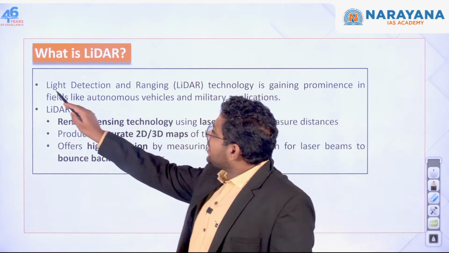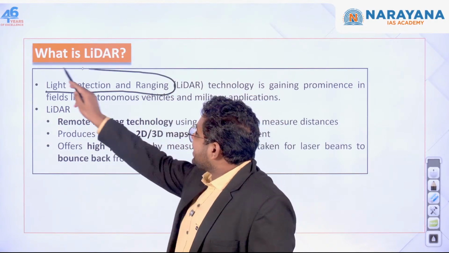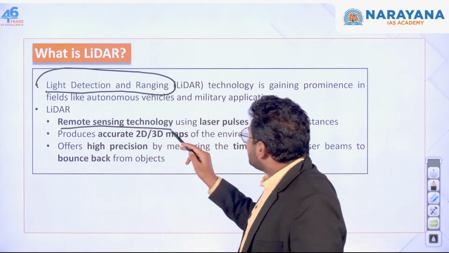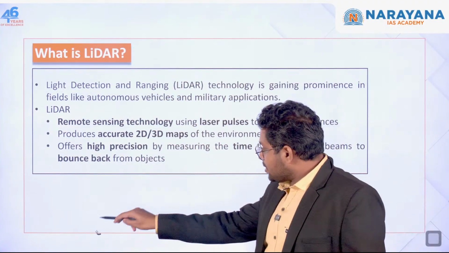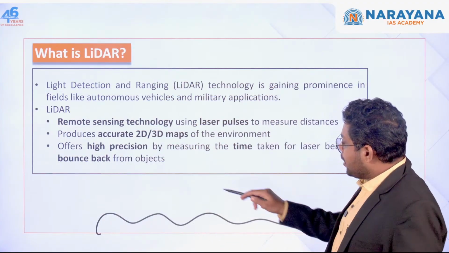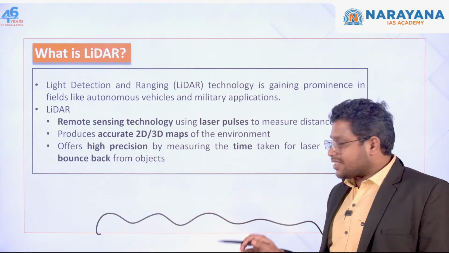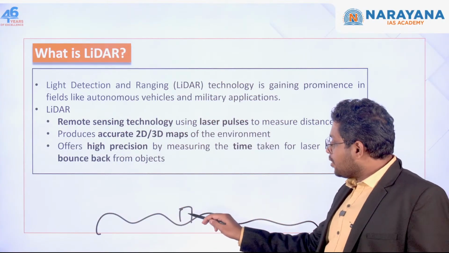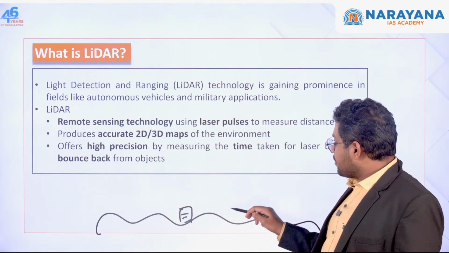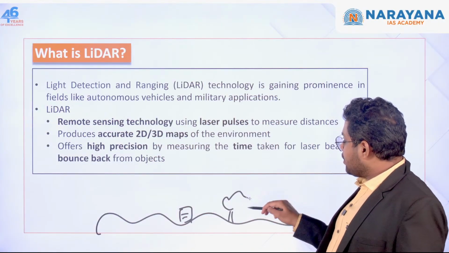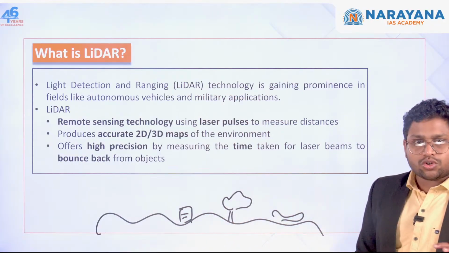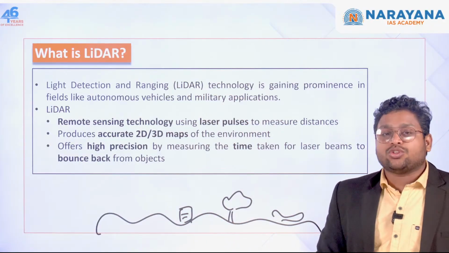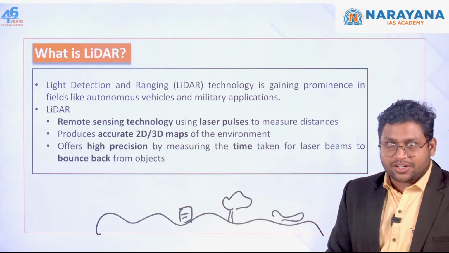Now, when we use this light detection and ranging technique, it's a remote sensing technology. Let's say this is the region that you want to map, and you want to know what's exactly there. Here you have a building, here you have a tree, here you have some animal. You want to track the terrain, everything that is present over here.